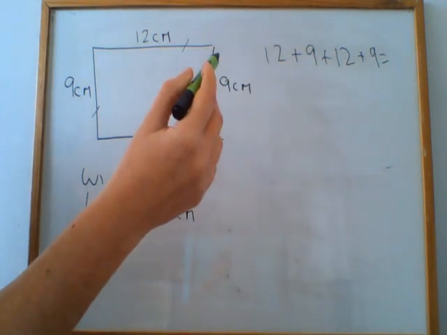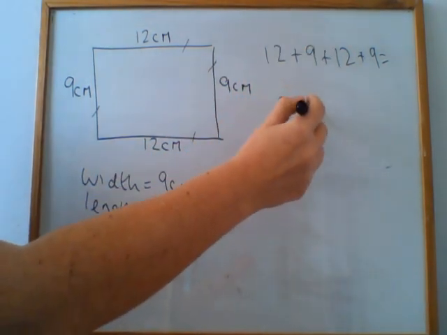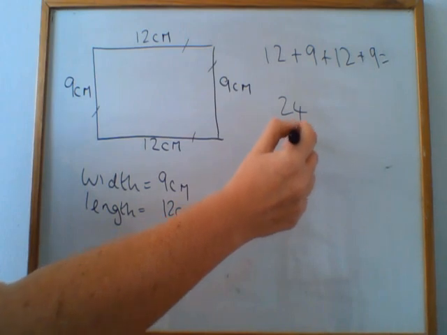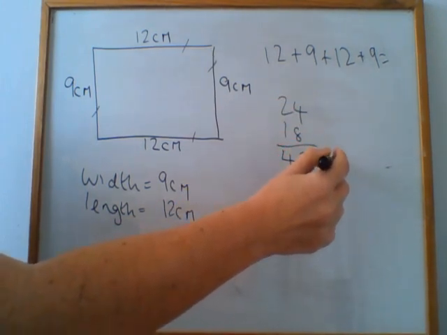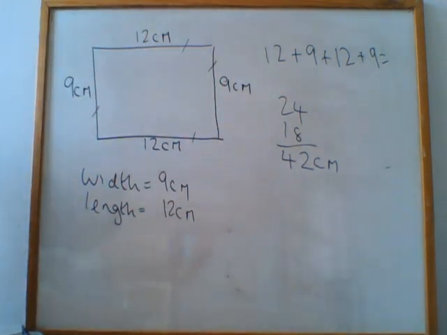And if I add those together, I get 12 and 12 is 24, 9 and 9 is 18. I can add those together and I get 42 centimetres. So my perimeter is 42 centimetres.